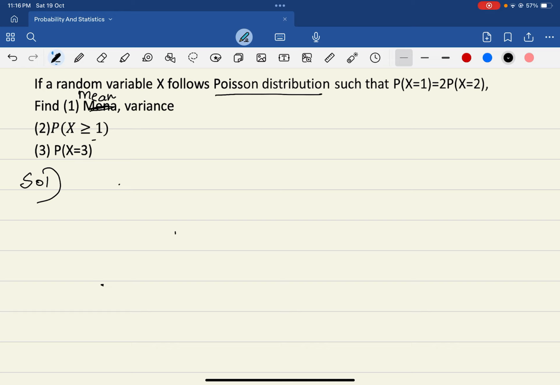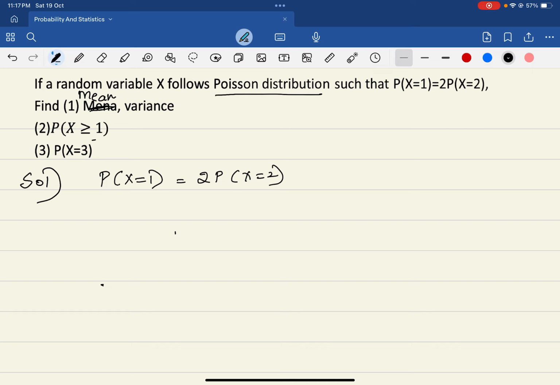So now coming to the problem here, a random variable x follows the Poisson distribution, as already given, such that this is the condition given. Find the mean, the variance, the probability of x greater than or equal to 1, and for x equal to 3, what is the probability? The condition he has given is that P(x = 1) is twice P(x = 2) in the Poisson distribution.